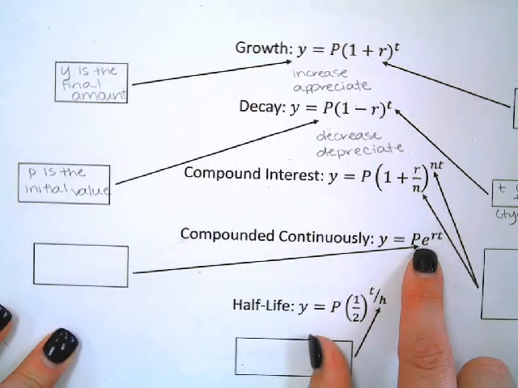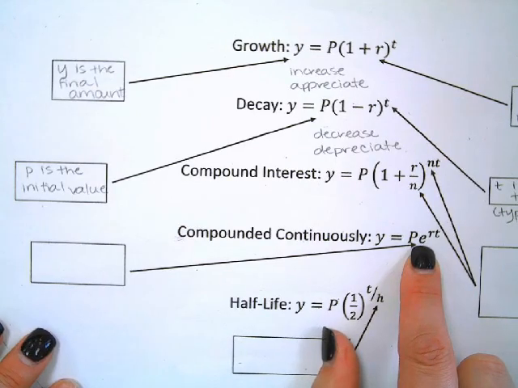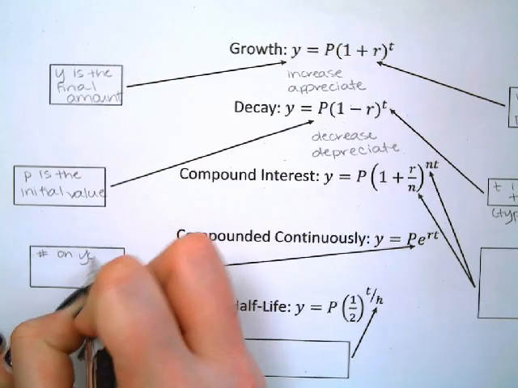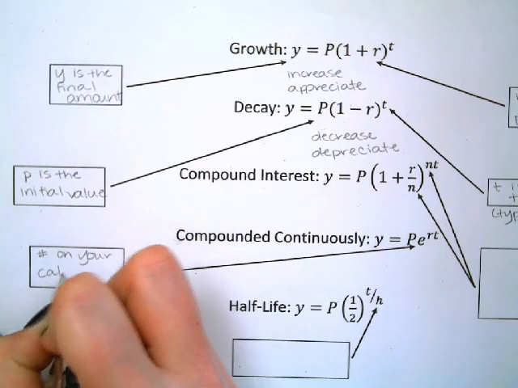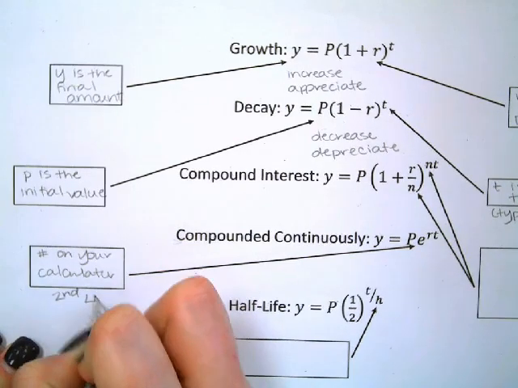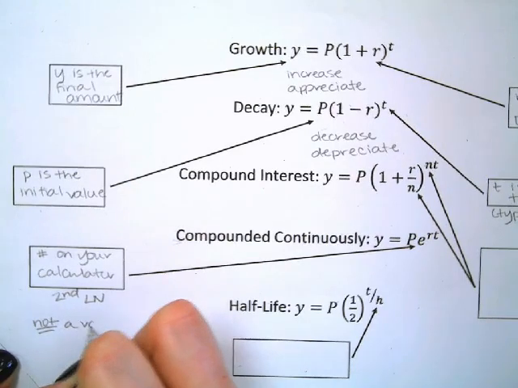We have this e right here, which is a number on your calculator. It's not a variable. So to get to the e button, we do second ln. All right, so this is a number on your calculator. It's second ln. So this is not a variable.